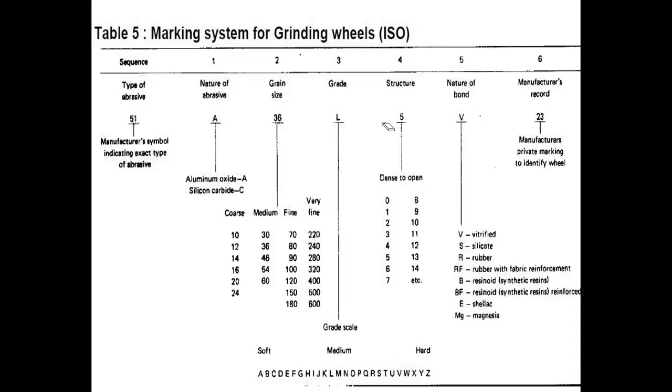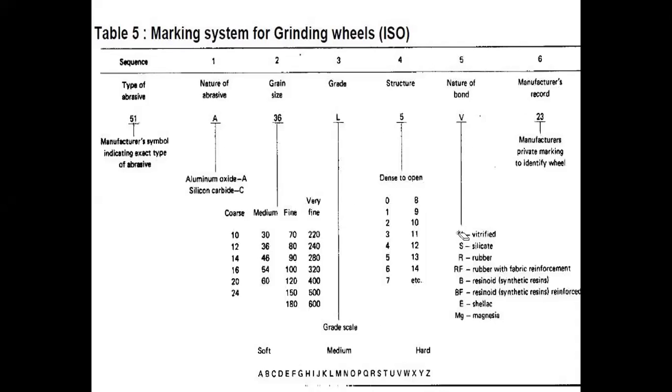Similarly for structure, structure is nothing but the distribution of particles. If it is 0 to 7, the structure is dense. If it is 8 and above, it is considered an open structure, meaning the distance between particles is higher.